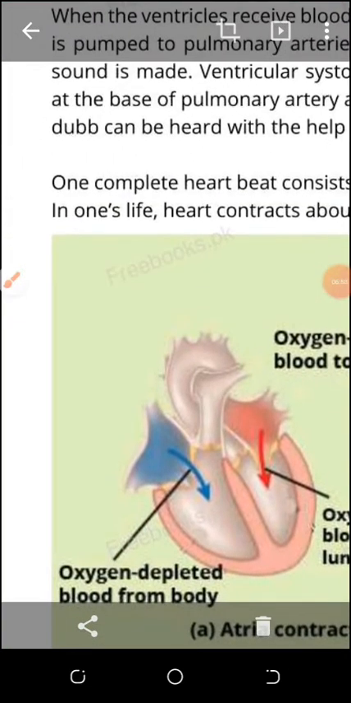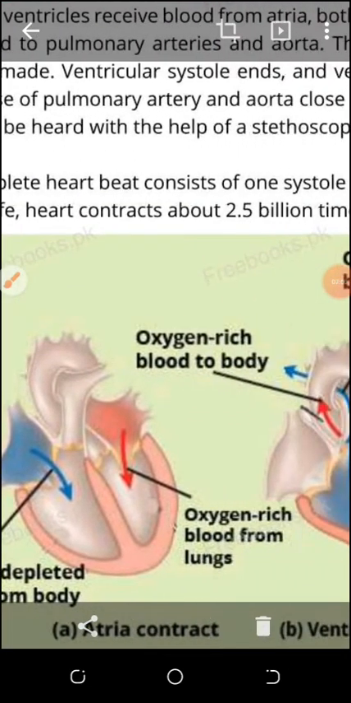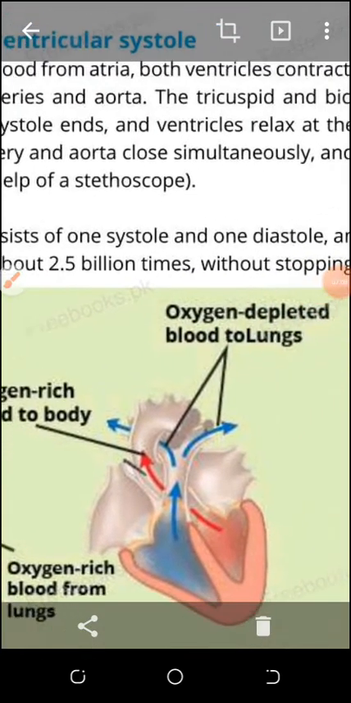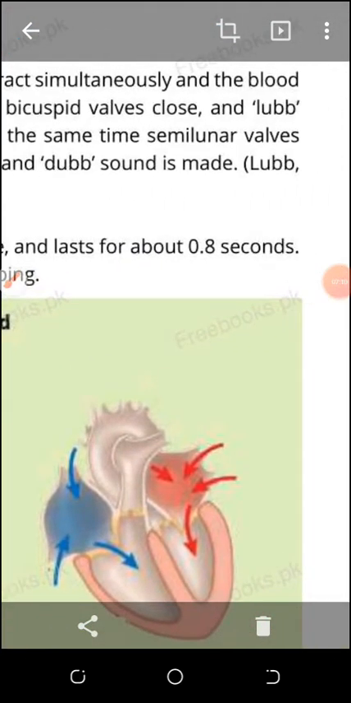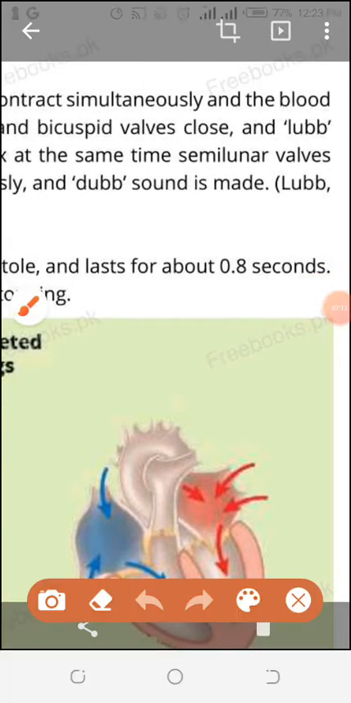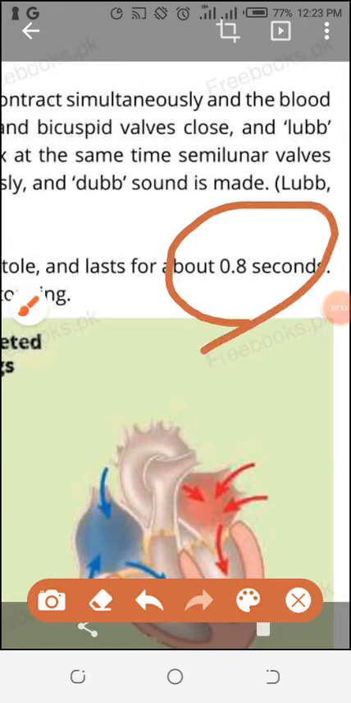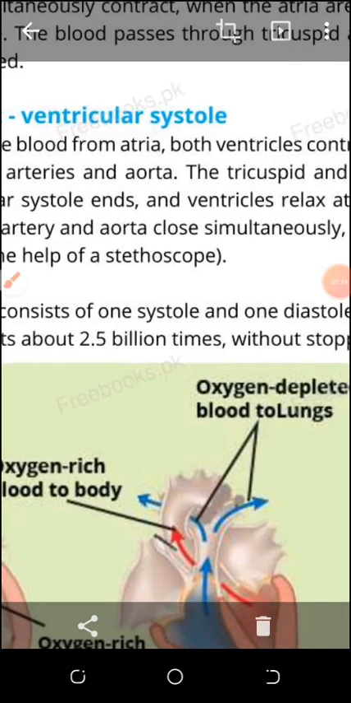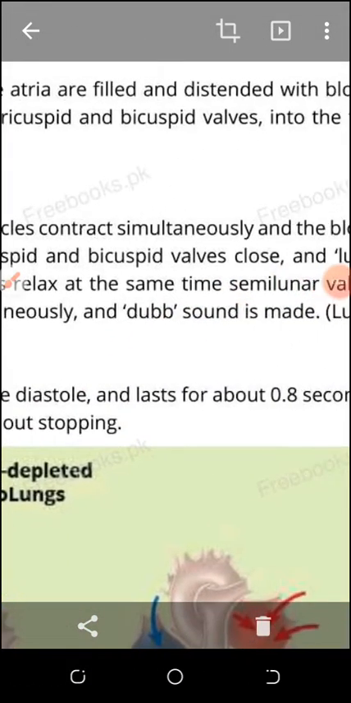So what does the cardiac cycle mean? This is the heartbeat. What is the heartbeat? One time atria contract, one time ventricle contract, and their relaxation time also included, and total time of one heartbeat is 0.8 seconds. In 0.8 seconds one heartbeat will take place, and what will happen? The lub dub sound I was talking about.